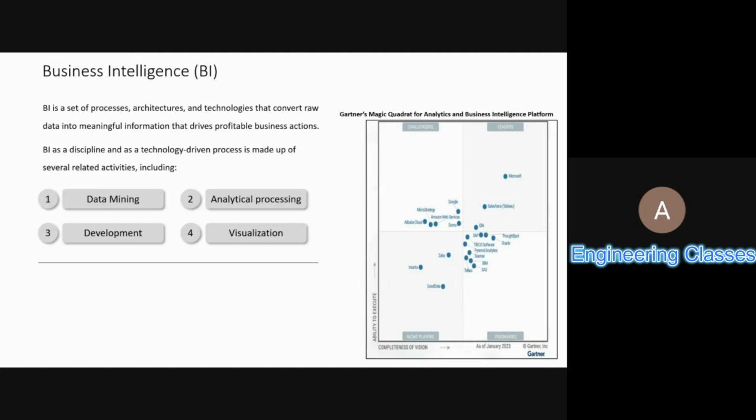Second is analytical processing. Not necessarily are you focusing on only one data set; you are connecting to multiple data sets. See, one data set is coming from, let's say, the South region, the second from the West region, the third from the Central region, and I'm clubbing this data and analyzing the whole data at a time. This is called analytical processing. You are combining multiple data sets to check the complete result.